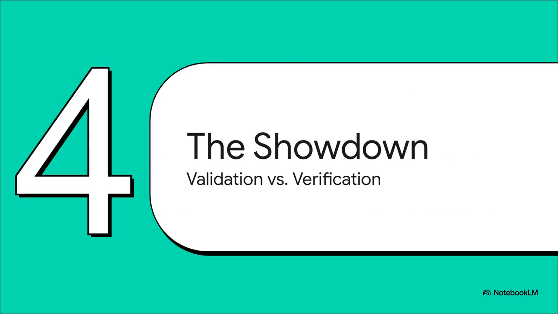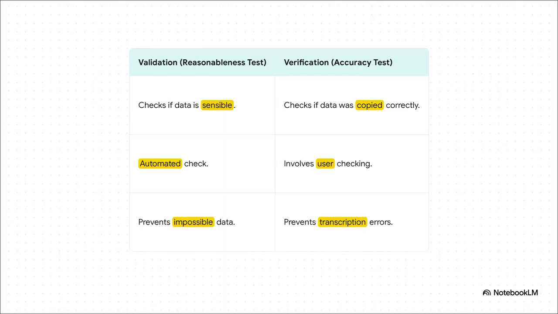All right, we've met our two gatekeepers. Now it's time for the main event. Let's put them side by side to really, truly lock in the difference between them. Here is the absolute easiest way to remember this. Validation is the reasonableness test. It's automated, it's about logic, and it stops impossible data, like saying your age is 200. Verification, on the other hand, is the accuracy test. It often needs your help to check for human error, like a simple typo in your email address. One is about logic, the other is about typos.